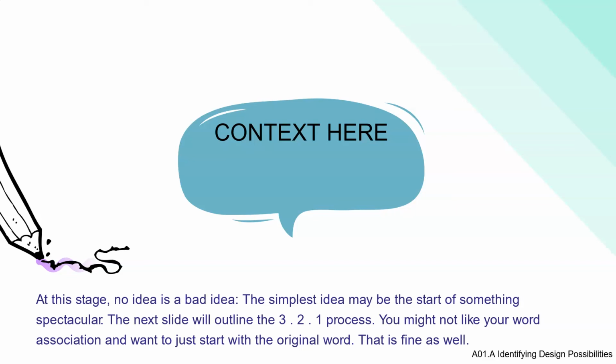Okay, so you've now done your 3-2-1 method. You've used the approach of popping your context in the middle of the page. You've understood that at this stage, no idea is a bad idea. The simplest idea might be the start of something spectacular. You might not like your word association and you might want to start with the original word. That's fine as well, but at least you've shown the examiner that you've explored different possibilities and different areas and different meanings of this word.